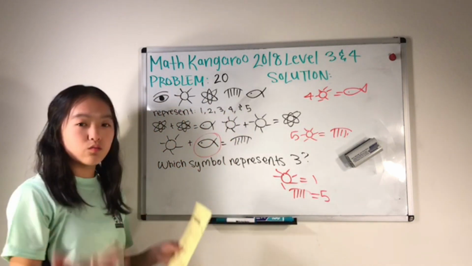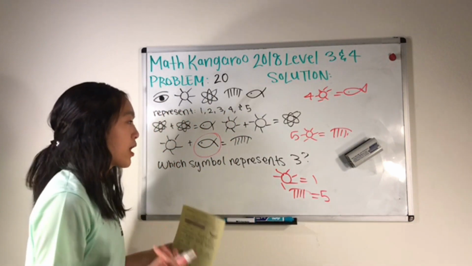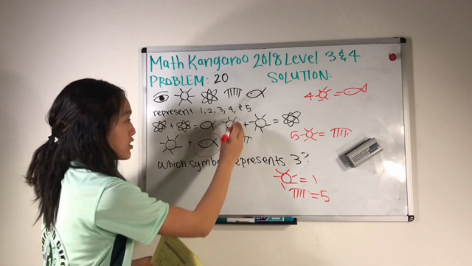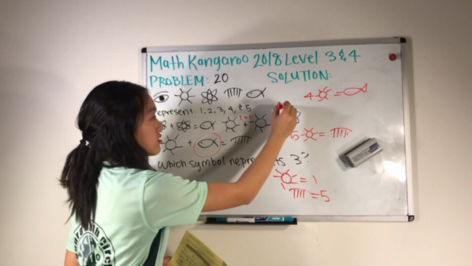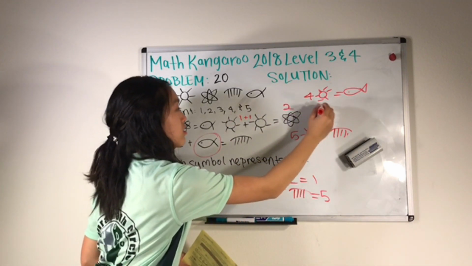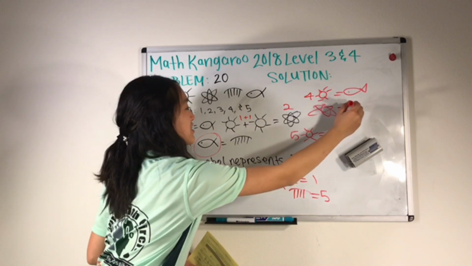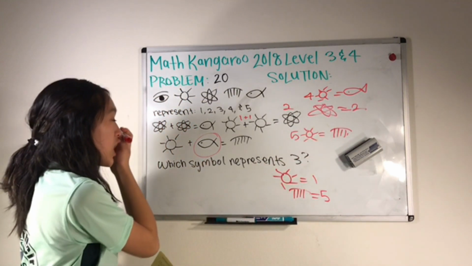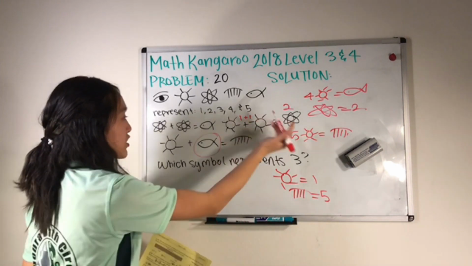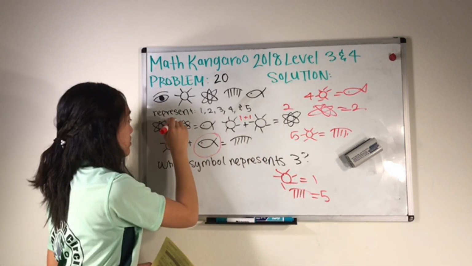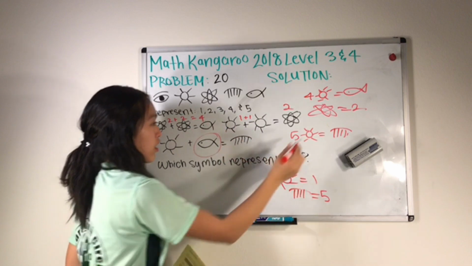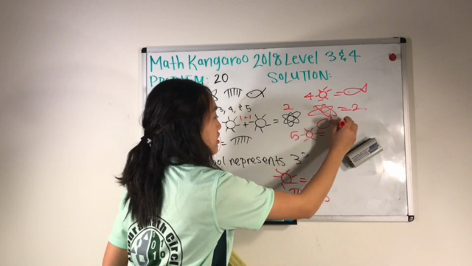Now we need to know what 2, 3, and 4 are. So we know that a sun is 1. So 1 plus 1 equals 2. So the star is 2. Now we need to know what 3 and 4 are. So we know what the star is. The star is 2. 2 plus 2 equals 4. So our fish is 4.